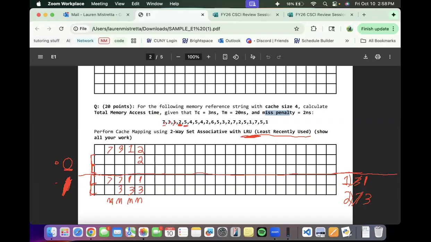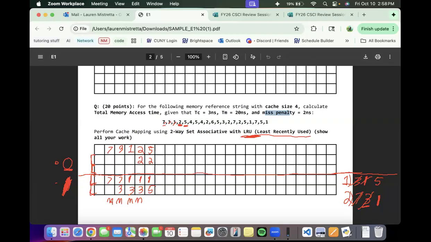All right, 5. Oh no, we got another odd number. My 2 is going to be the same, but now I have to decide which one am I kicking out. Well, it's going to be the 1 in the second place. So that's going to be the 3. So I have a 5 that takes the first spot. The 1 gets bumped down to the second. And I'm going to be having 1 and 5. So whatever is my least recently used is the one that gets bumped out.